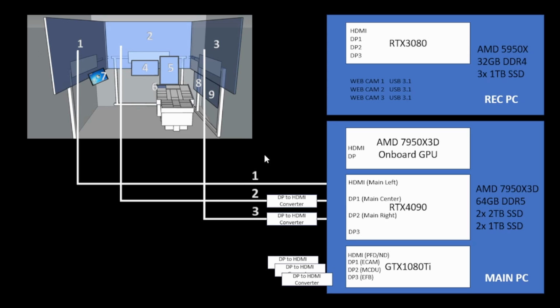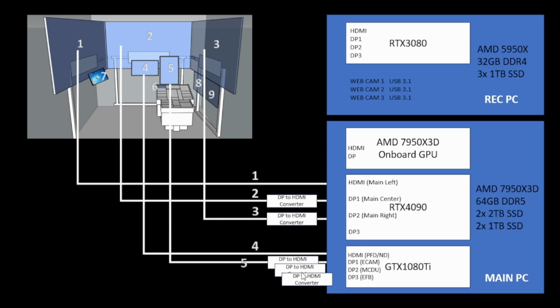Okay, and the power of the GPU required, because it's mostly 2D. This one is the main 3D rendering basically. Okay, then the number 4, the PFD ND, directly connected to my HDMI from the GTX 1080 Ti. And then the eCam is connected to the DisplayPort 1 through a DP to HDMI converter.